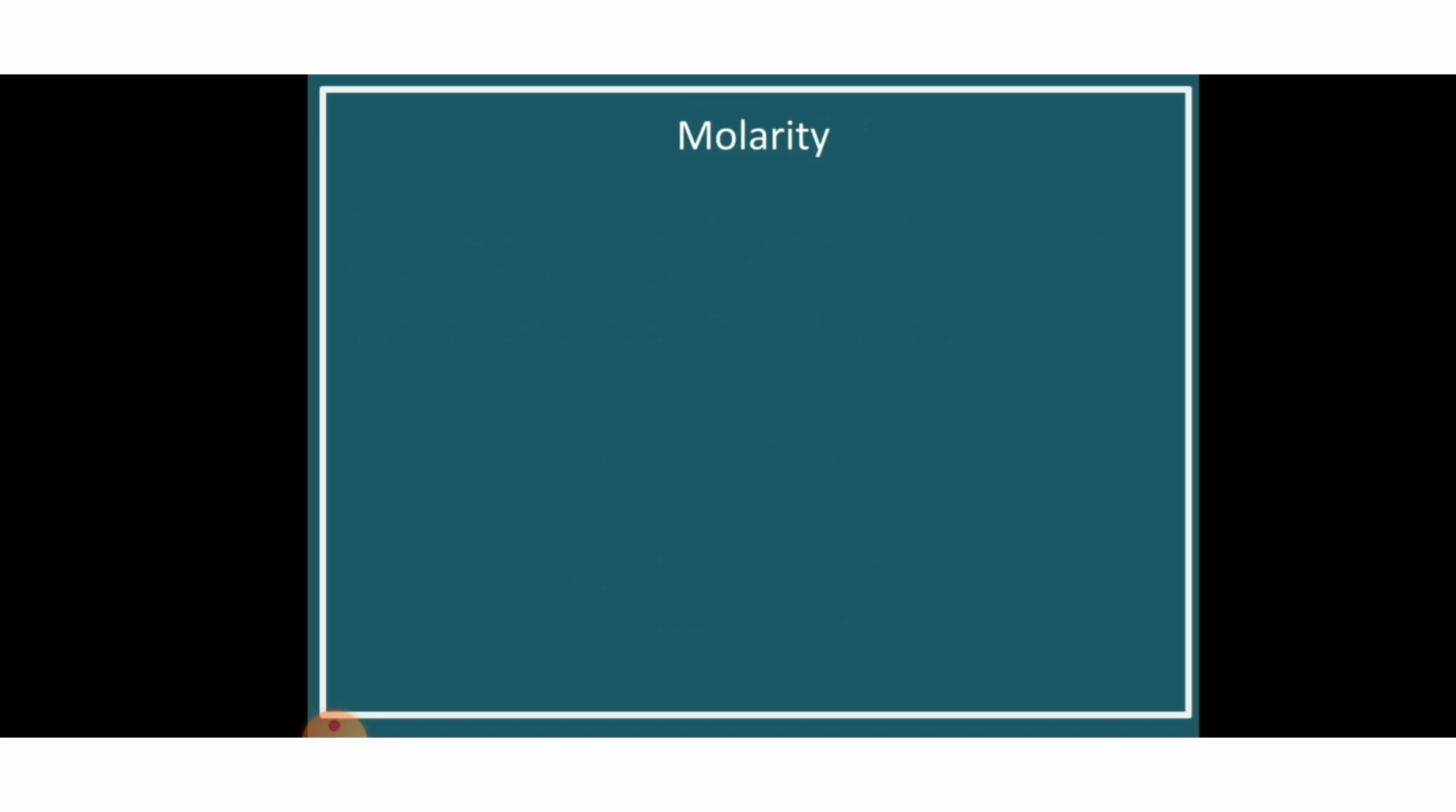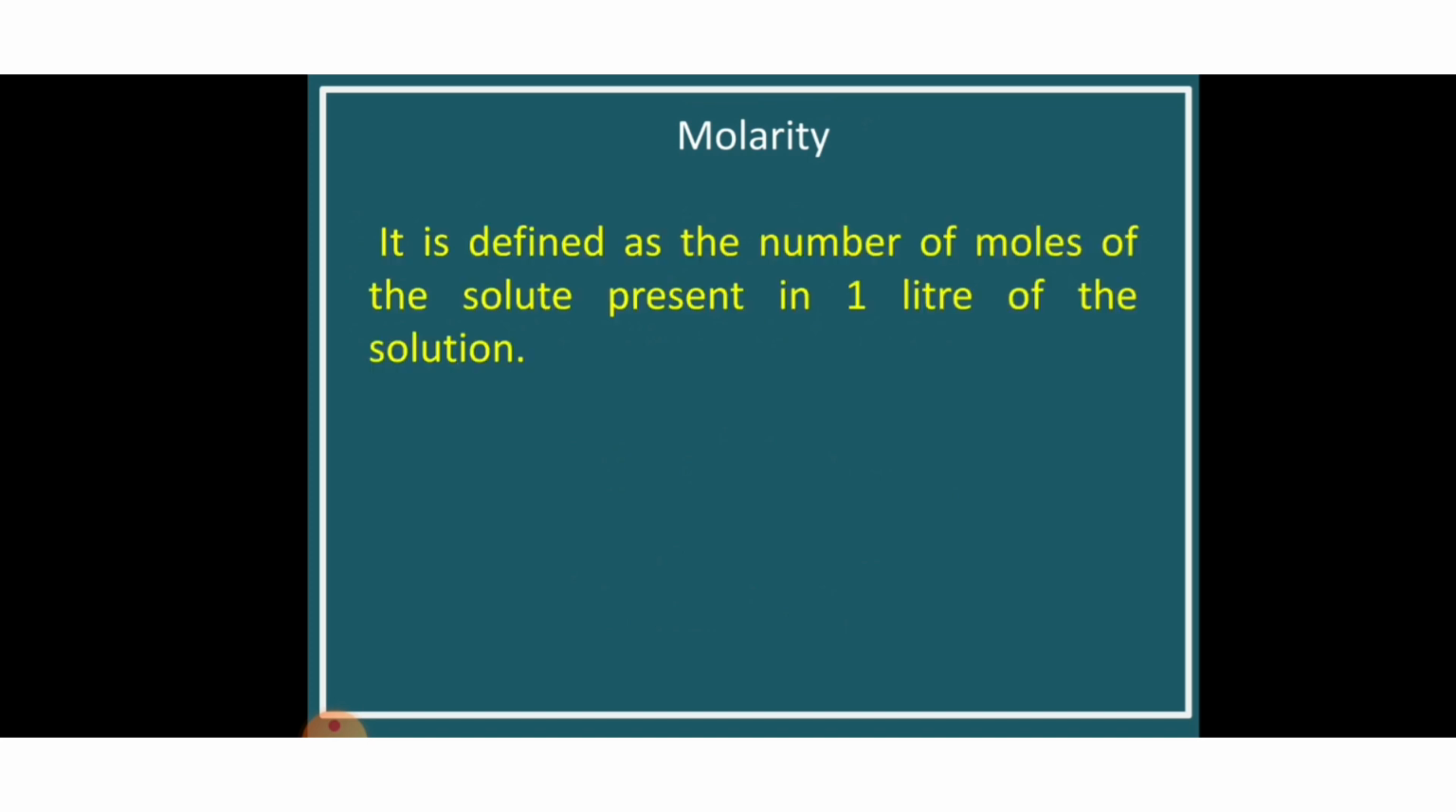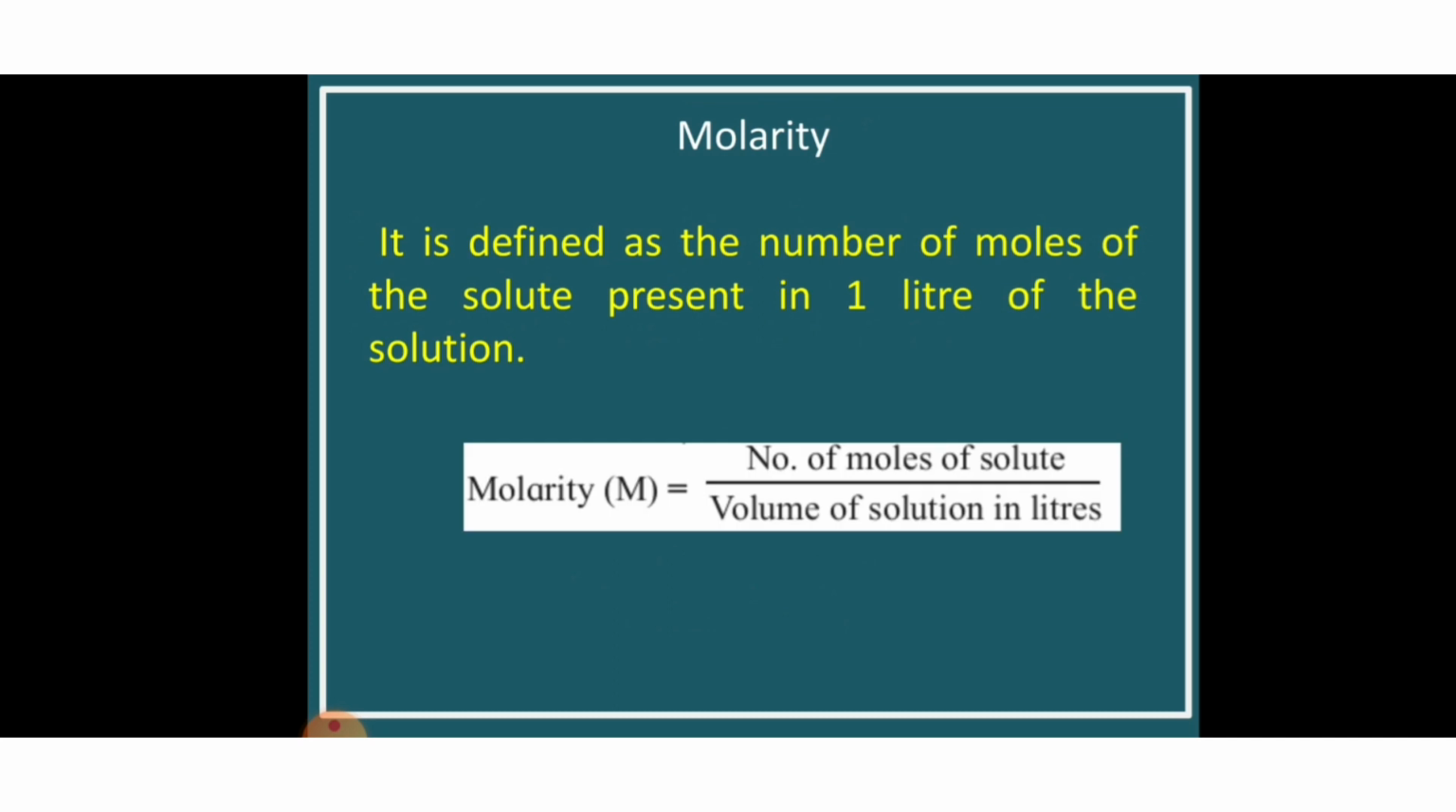So, next, what is molarity? Molarity is defined as the number of moles of solute present in 1 liter of the solution. Formula for molarity: molarity is equal to number of moles of solute divided by volume of solution in liter. Molarity is denoted by capital M.